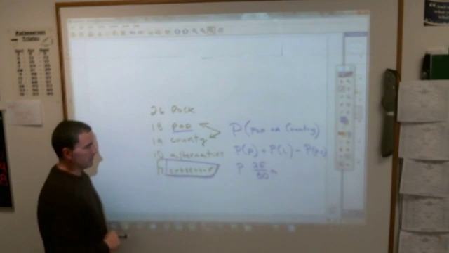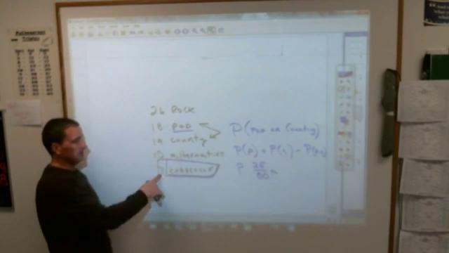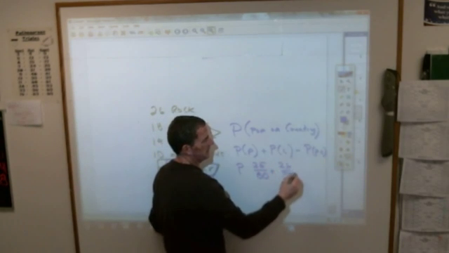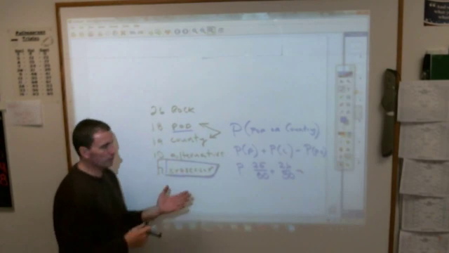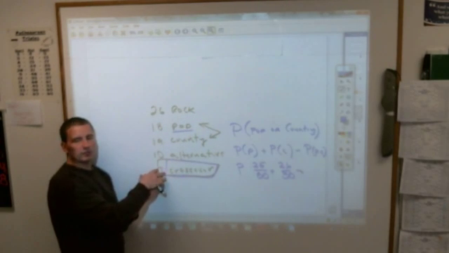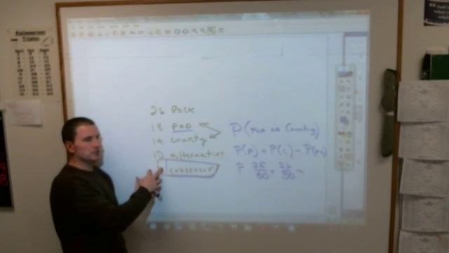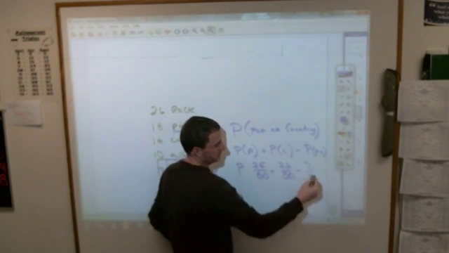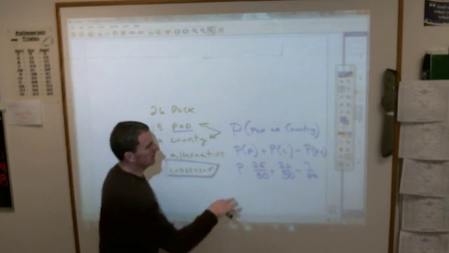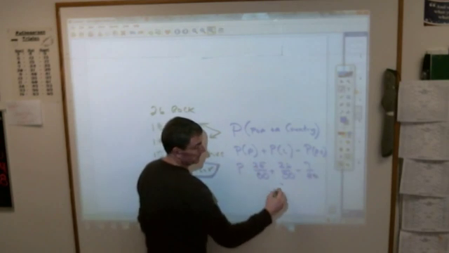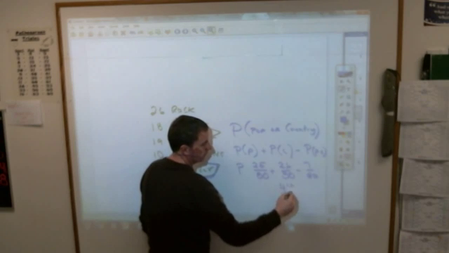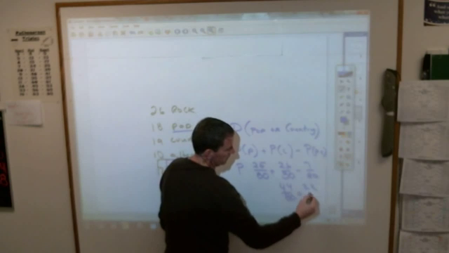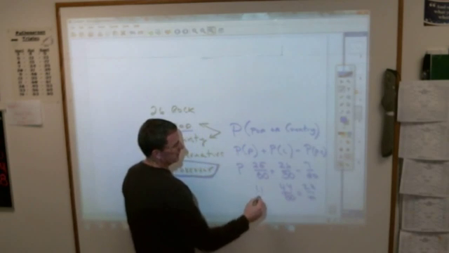Plus, what's the probability of country? 19 plus 7, which is 26 out of 80. And then you have to subtract where the overlap is, and 7 people overlap into both of them, so you can't count them twice. Okay, so you have to take away 7/80ths. When you do that, you get 51 minus 7 is 44 out of 80, or 22 out of 40, or 11 out of 20.